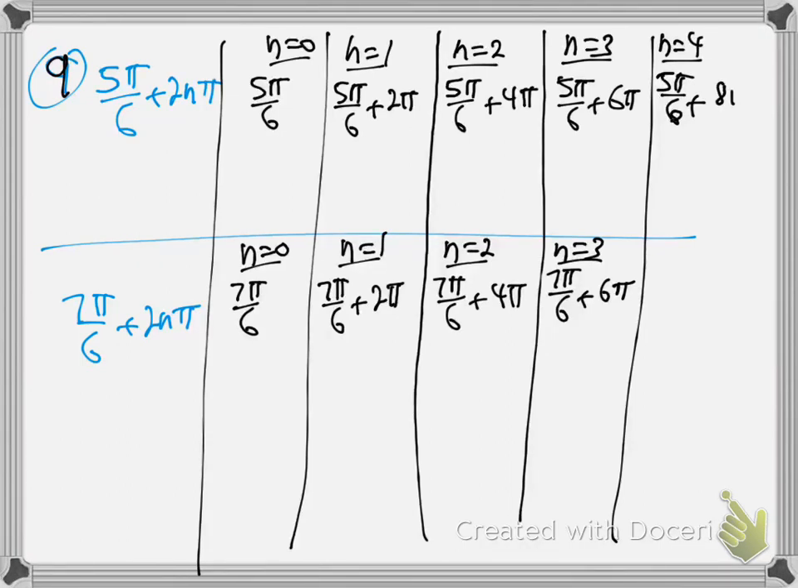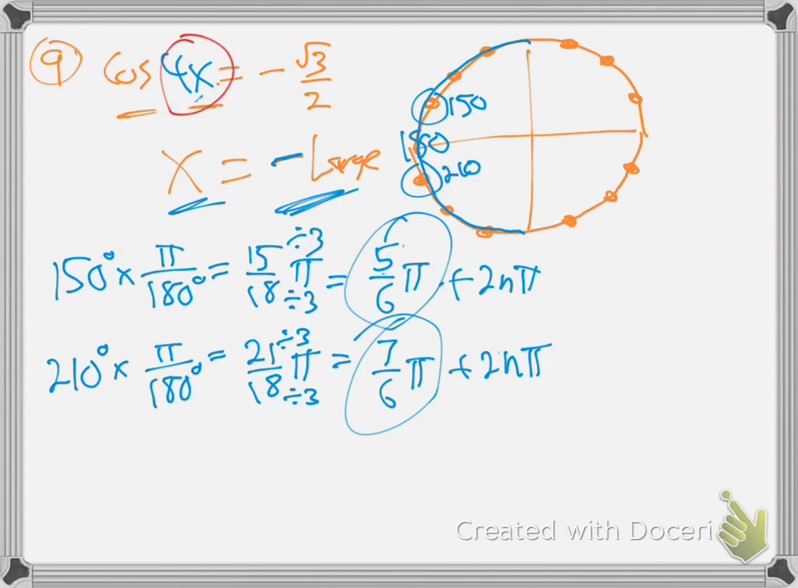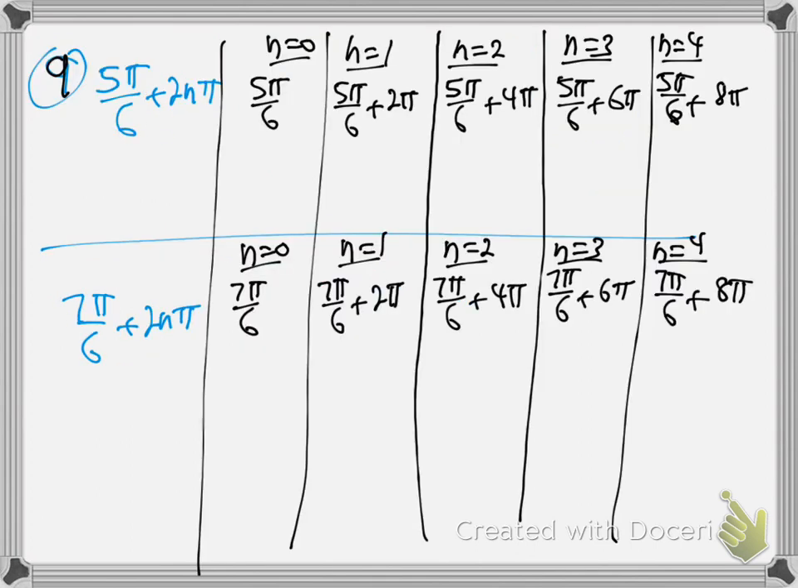Plus 8 pi, and this is going to be n equals 4, 7 pi over 6 plus 8 pi. Okay, right there, guys, I know I need to go no further. Do you know how I know that? Because what are these all equal to? All equal to 4x. That's what gets plugged into the cosine function. Well, that means 4x equals all these different categories.